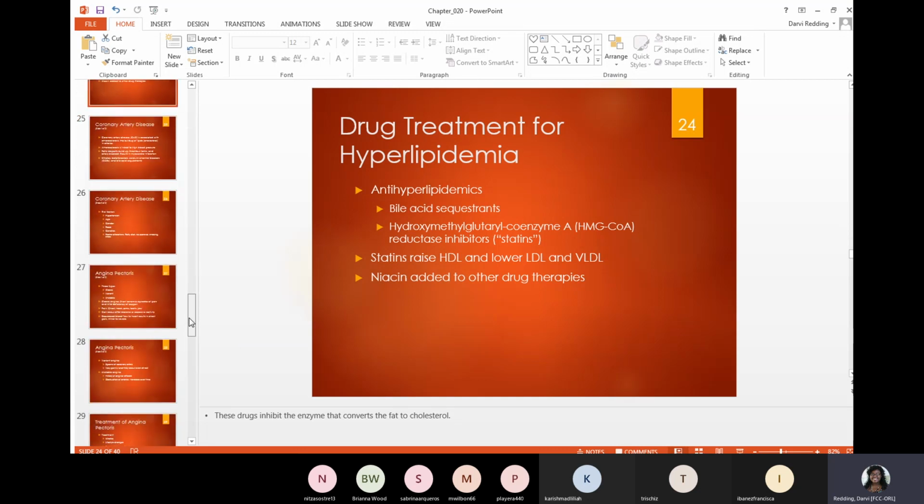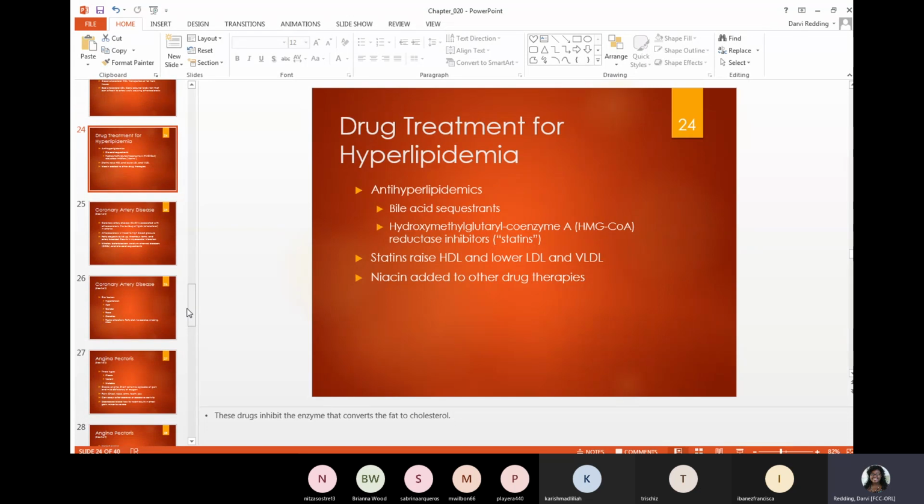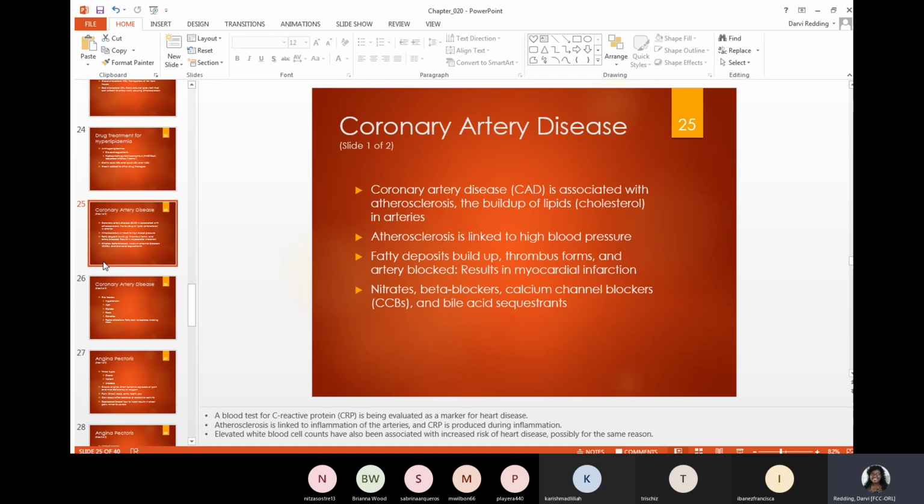So we're learning about different conditions of the heart. We learned about hypertension. We learned about hypotension. We learned about hyperlipidemia. Next, we're going to learn about coronary artery disease. The abbreviation of coronary artery disease is CAD, and this is associated with atherosclerosis as well as a buildup of lipids, which is known as cholesterol, and that happens in the arteries.